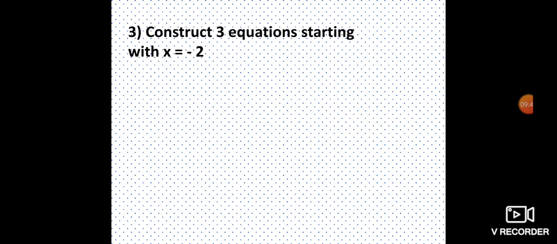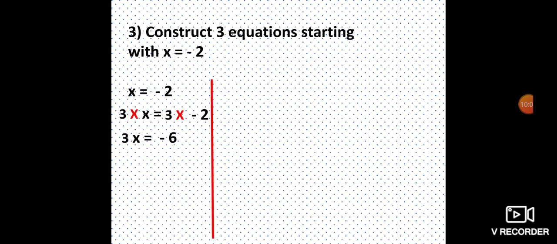Next, third question. Construct 3 equations starting with x equal to minus 2. Here the solution is x equal to minus 2 and we do one operation on both LHS and RHS. Here 3 into x, that is, LHS multiplied by 3, so RHS is multiplied by 3. Minus 2 into 3 or 3 into minus 2. 3x equal to minus 6.